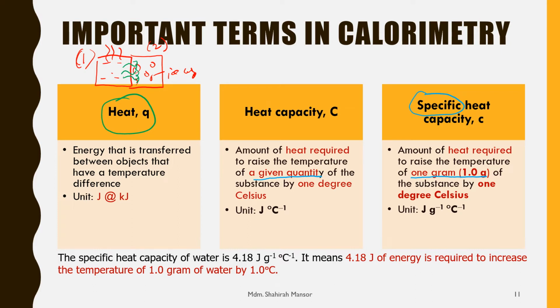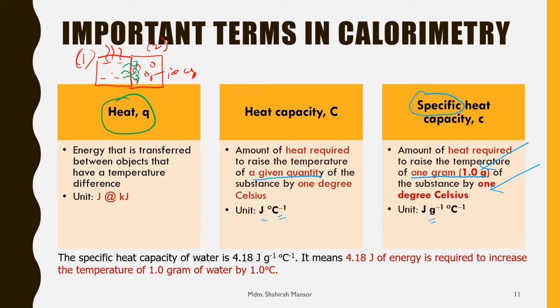Okay, so untuk specific heat capacity, kita refer kepada 1 gram of substance akan naik sebanyak 1 degree Celsius. Okay, tapi untuk heat capacity, we don't have the mass value over there. So that's why the unit untuk specific heat capacity kita akan ada joule per gram per degree Celsius. Meanwhile for heat capacity, the unit is only joule per degree Celsius.